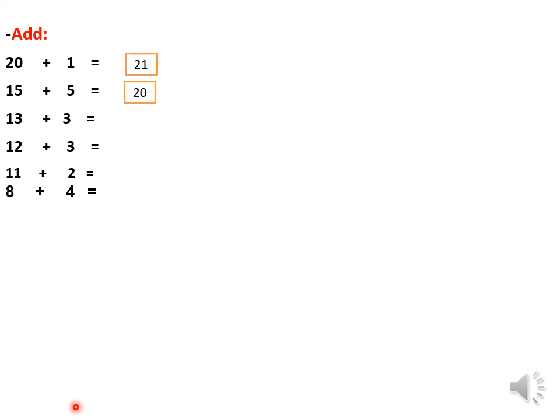What about 13 plus 3? 13 plus 3 equal? Yes, 16. Because 13 in my mind, and we add 3. 13, 14, 15, 16. After that we have 12 plus 3. 12 plus 3 equal 15, yes. We have also here 11 plus 2. 11 in my mind, and we add 2. After 11 we have 12, 13. So 11 plus 2 equals 13.